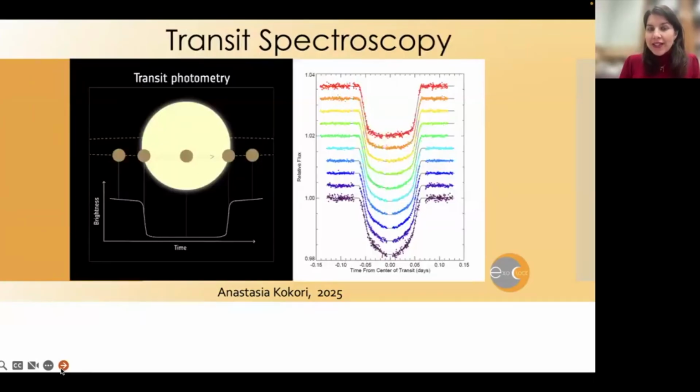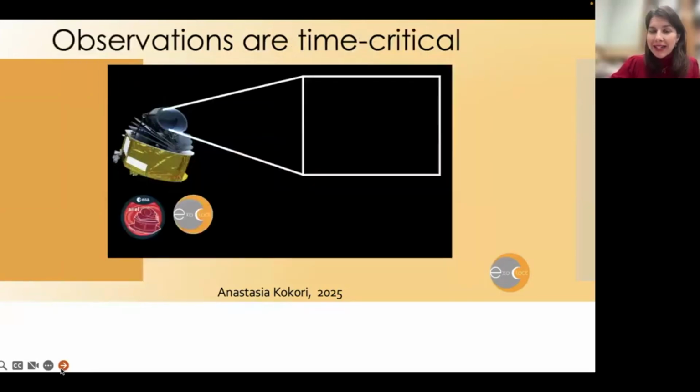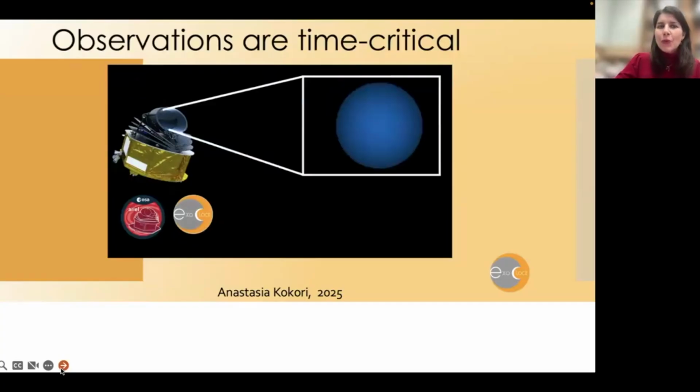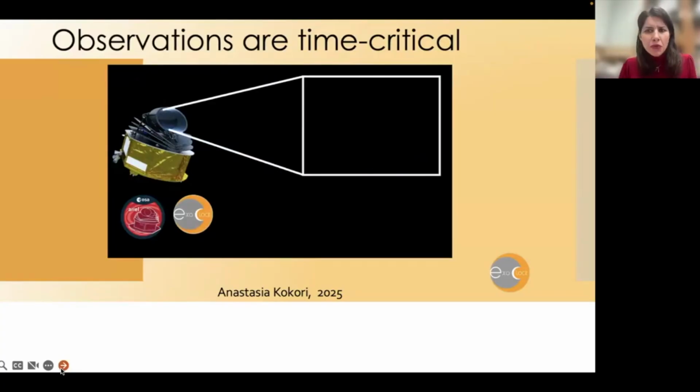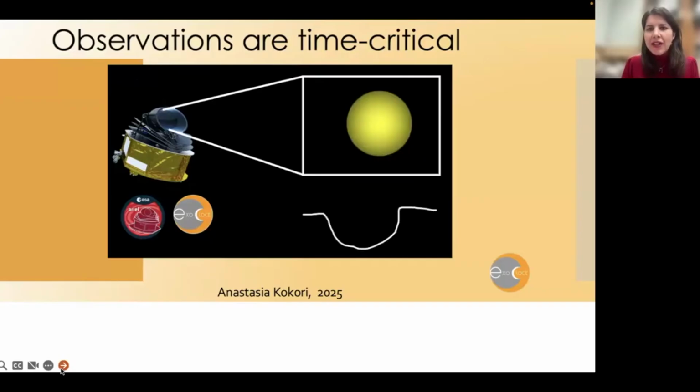The mission will use transit spectroscopy mainly, where as the planet passes in front of the star, we study different wavelengths in order to reveal the chemical composition. Now, think that Ariel will study one planet after the other. We are talking about 1,000 planets. So we are observing them through transits. As you can see here, one transit after the other.